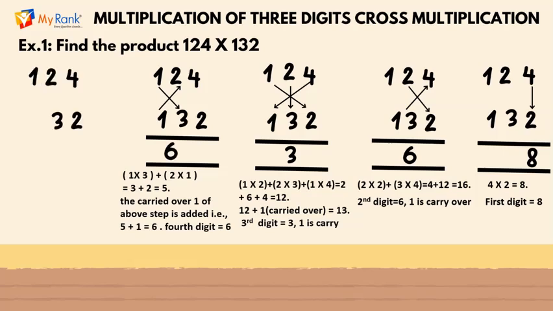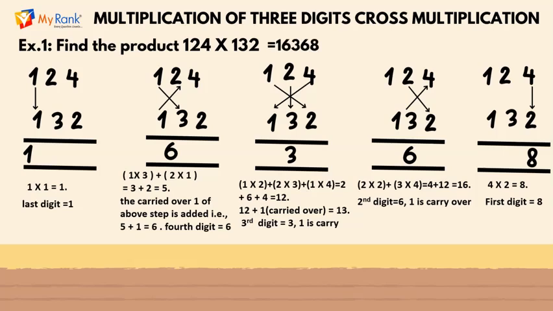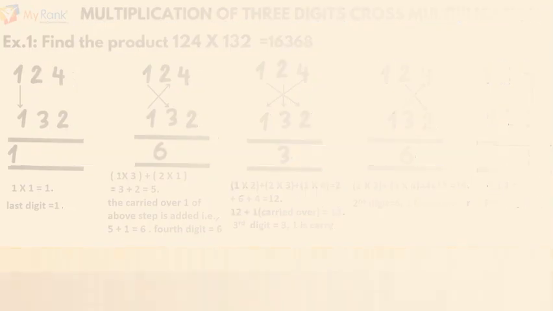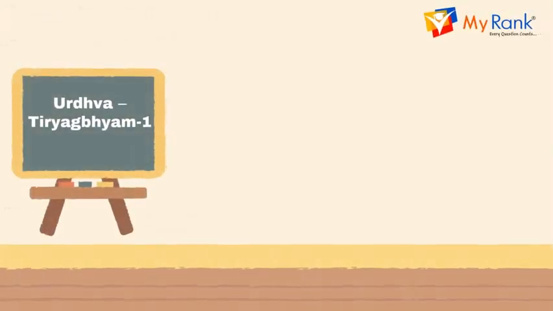Step 5. Vertical multiplication. Multiply 1 by 1 is 1. Last digit equal to 1. Now, the combined answer is 124 into 132, which equals 16368. Here are a few more examples.